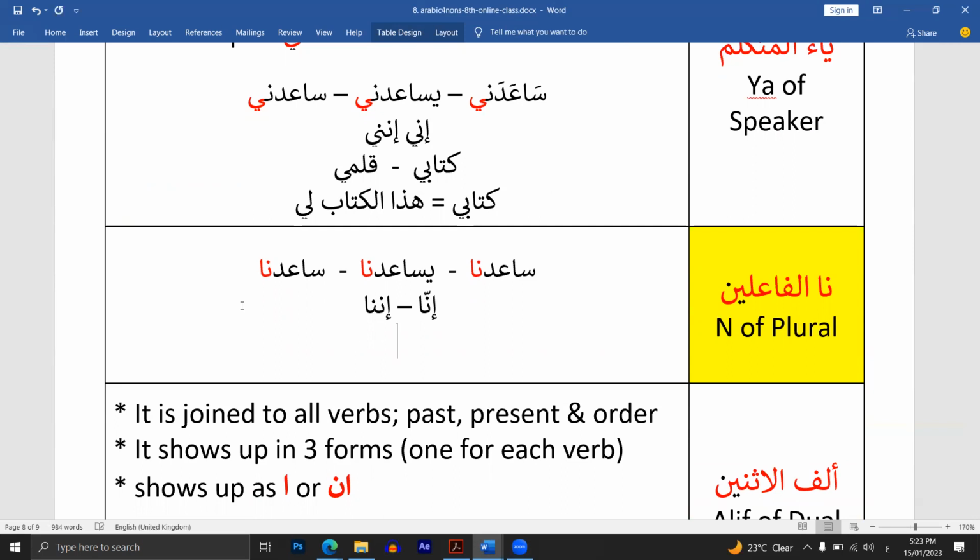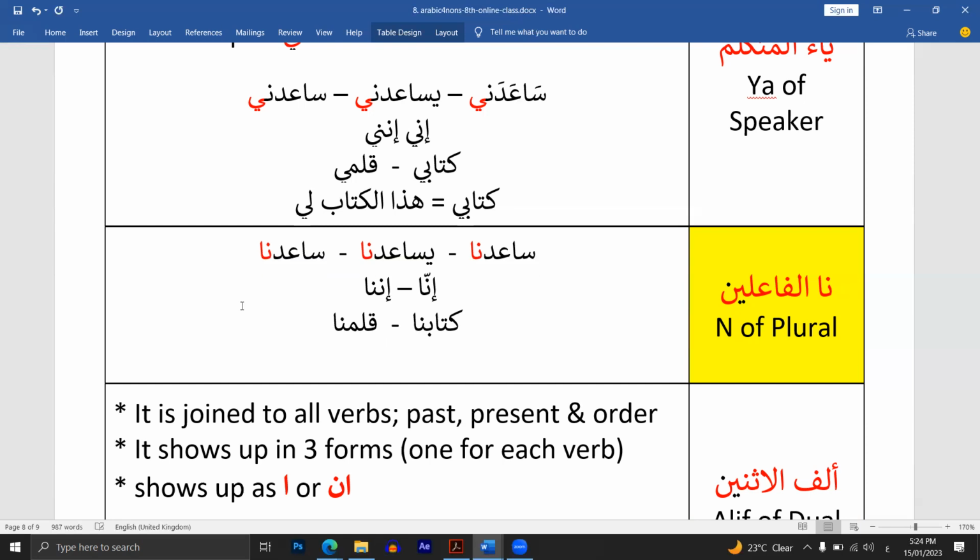Okay, what if we see it connected to a noun? In this case, it will be a possessive pronoun. Let me use the same word, kitabu. This is a word that means book. And if I add na, kitabuna, our book. Qalamuna, our pen. Okay.